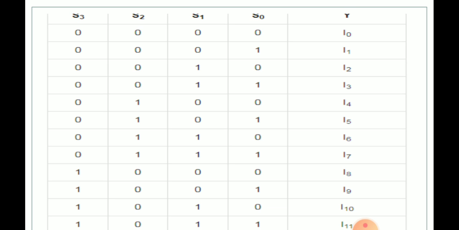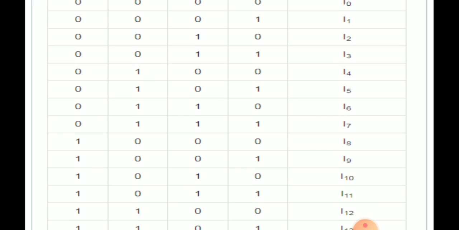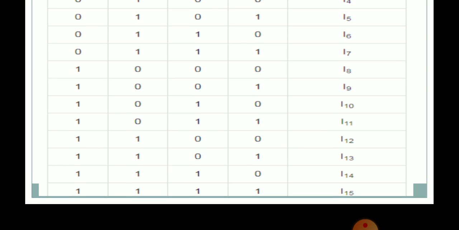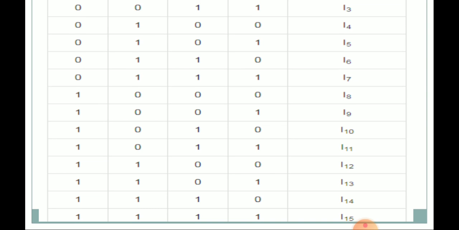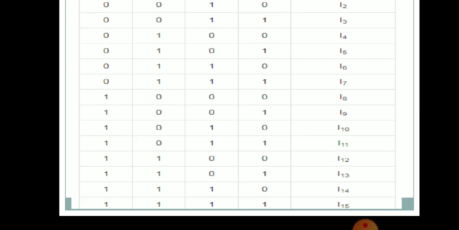Similarly, on the next row, S0, S1, S2 will be 1. Only S3 will be 0. In that case, I7 will be the output. Similarly, we could complete all the rest of the rows in the truth table in a similar way.